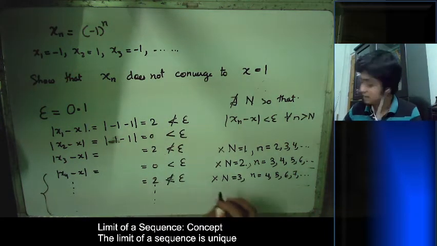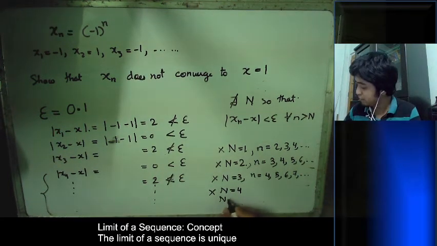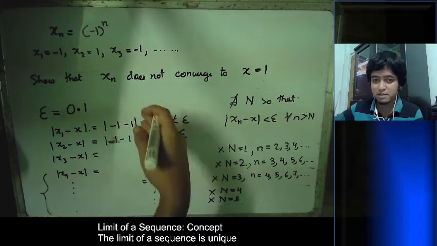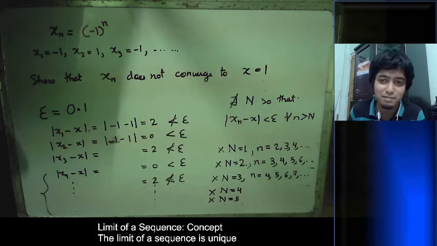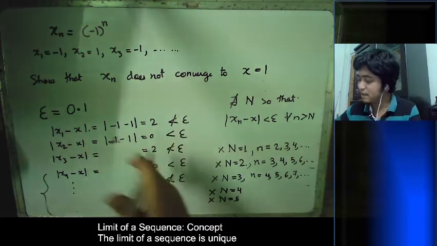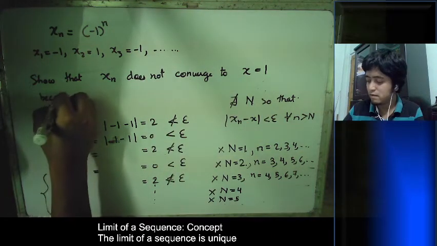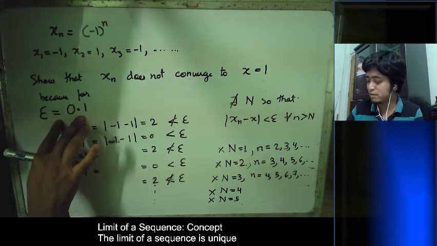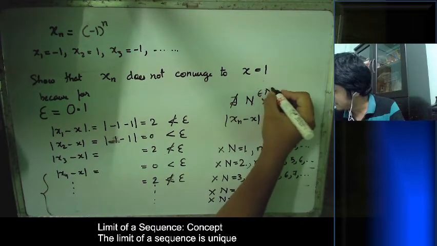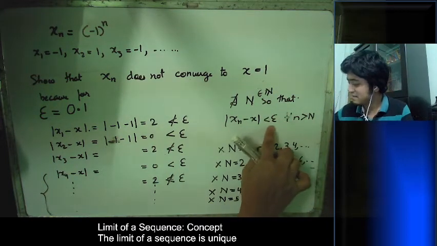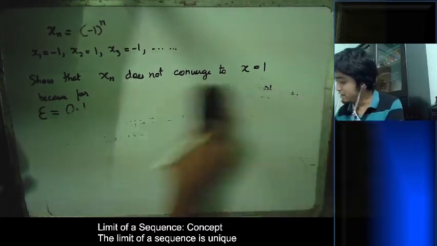Similarly, you get an idea that even if you put N equal to 4, it will not work. Even if you put N equal to 5, it will not work, because it keeps on alternating. There will always be some terms that are not smaller than epsilon. So that is why it does not converge to x, because for epsilon equal to 0.1, there does not exist N belonging to the natural numbers so that |xn − x| is less than epsilon for all n greater than N. So I hope that is clear.